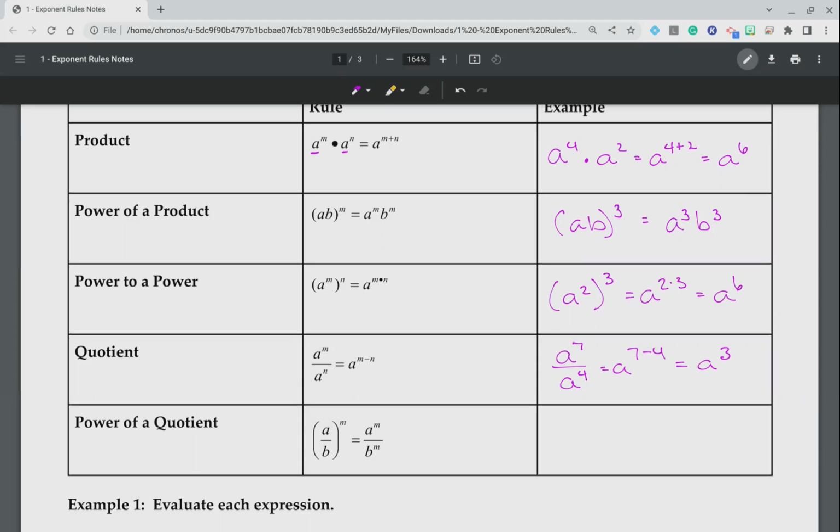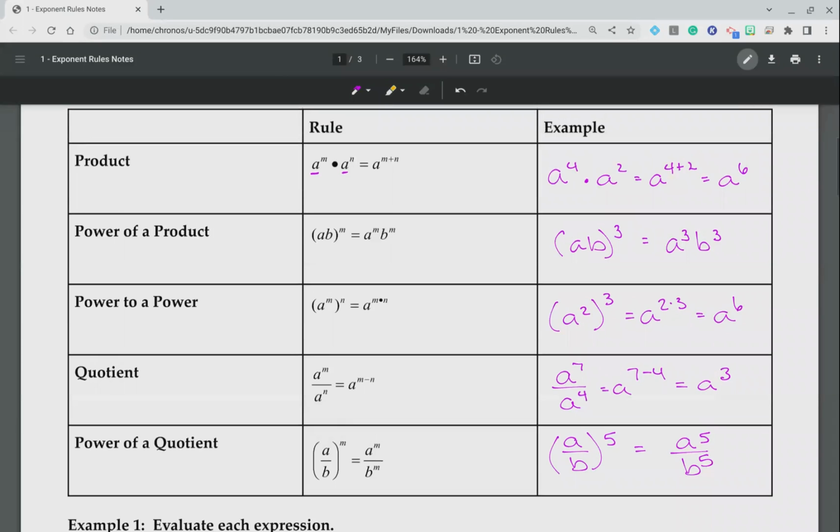And then lastly, if we have a quotient that is taken to an exponent, you have to make sure you give the exponent to the numerator and the denominator. So for instance, if I had A over B to the fifth power, this is going to be A to the fifth power over B to the fifth power. All right, so those are all of our exponent rules.